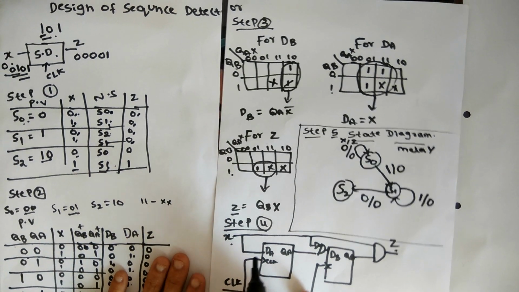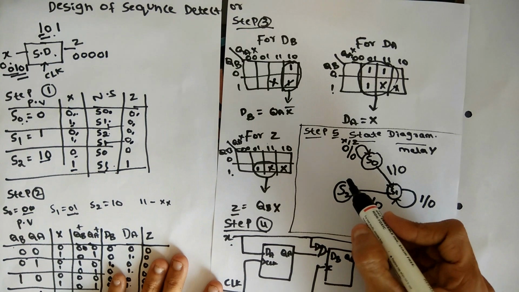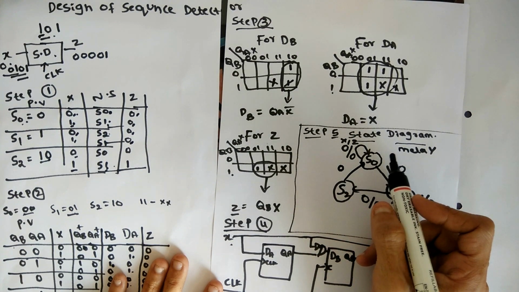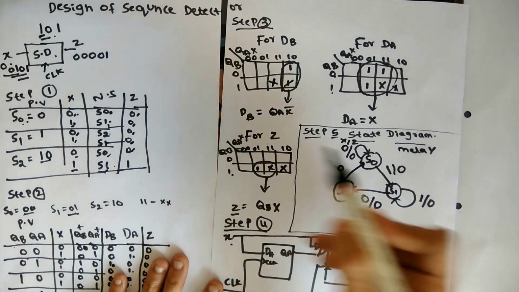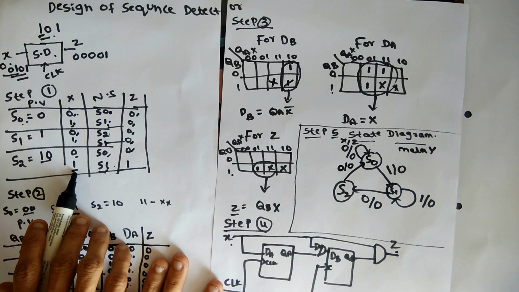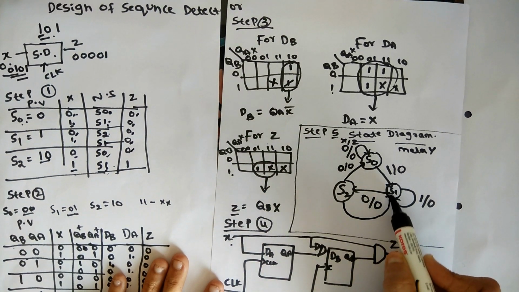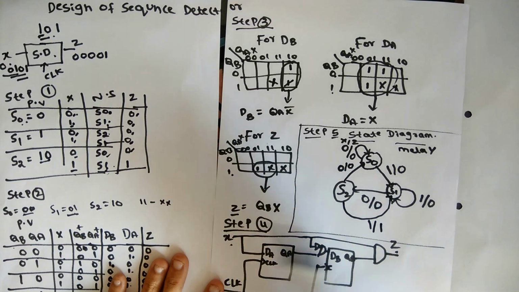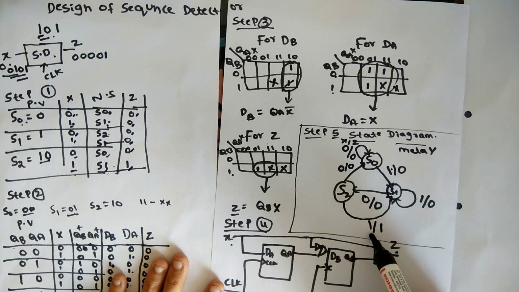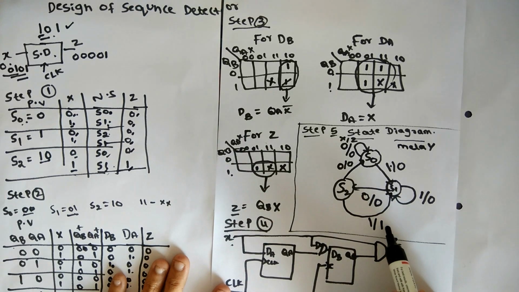The final step is S2. When x is 0 in S2, it goes to S0, and the output is also 0, so it is 0 bar 0. Another possibility is x equal to 1, which goes to S1. When it is 1, it goes to S1, and Z is 1 because the sequence is detected. See here 1, 0 and 1. So 101 is our sequence, it is detected, so the output is 1.